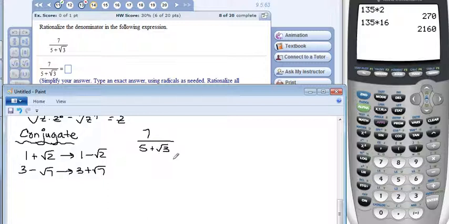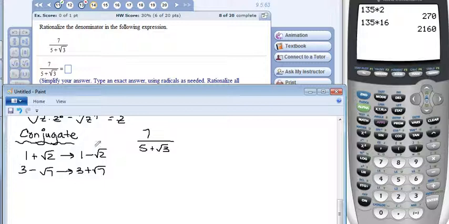All right, so I can't leave this as a final answer because I've got that radical in the denominator. So that's the issue, right? There is no other issue because I don't have a perfect square underneath there and I can't reduce anything and that kind of stuff. But I do have that radical in the denominator.